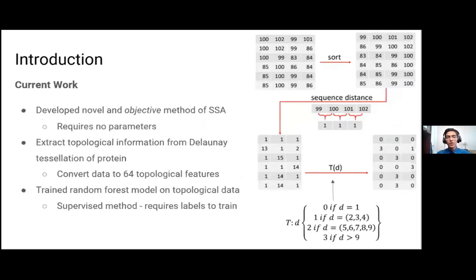In order to solve these problems and attempt to create a novel and objective method of secondary structure assignment, one of our mentors, Mr. Combs, used the Delaunay tessellation of proteins to represent their structure in the form of 64 topological features. He then used this data to train a random forest classifier to attempt to create a predictive model of secondary structure. However, the issue with this is that random forests are a supervised method of classification, meaning they require pre-labeled data to train and learn on.